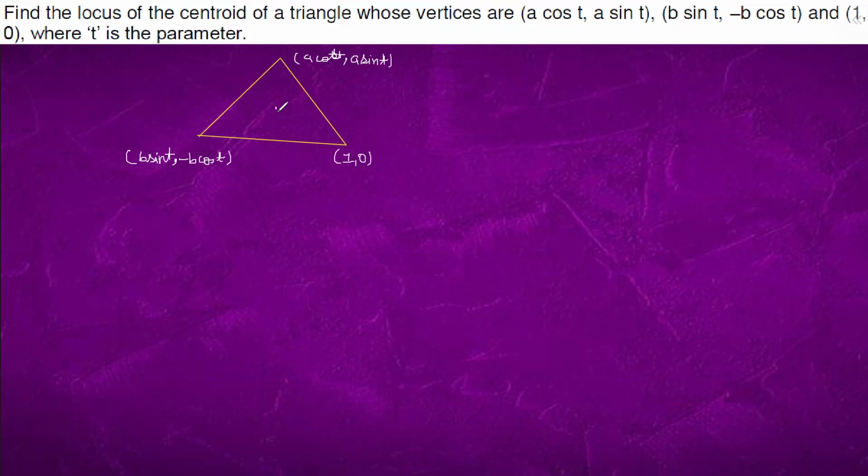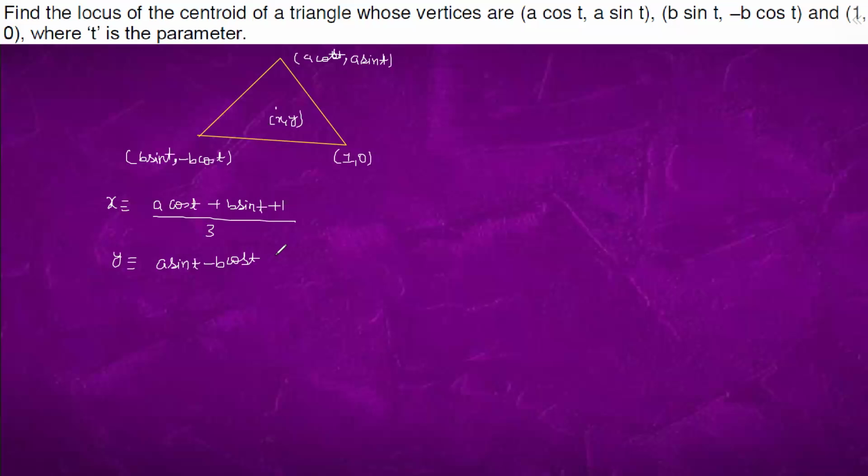We have to find the locus of the centroid. So x will come out to be (x1 plus x2 plus x3) by 3. This is A cos t plus B sin t plus 1 by 3. And we will have y equals to A sin t minus B cos t plus 0 upon 3.